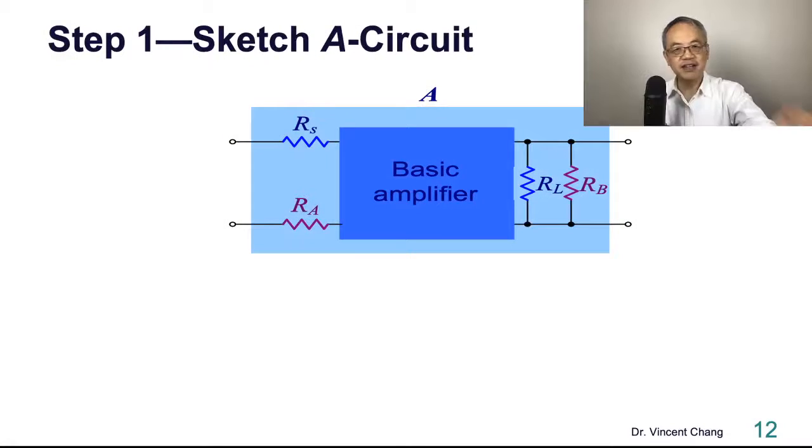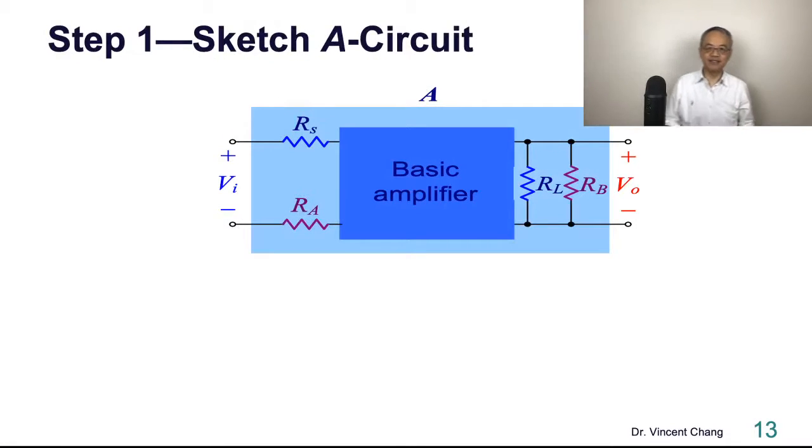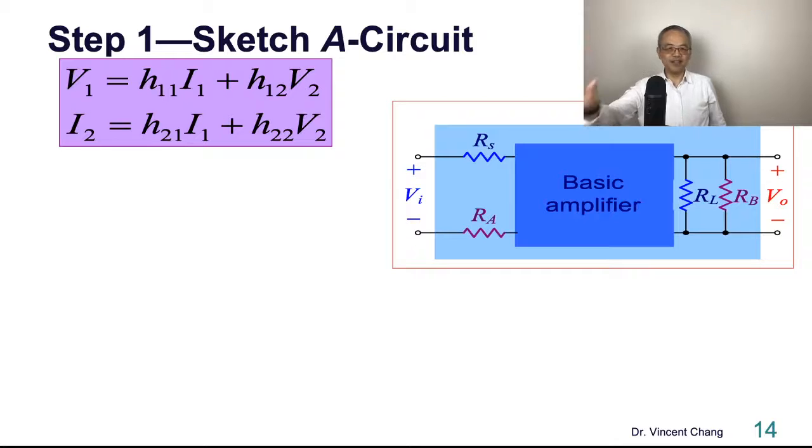So why do you add these 2 resistances, RA and RB? Because you want to take the loading effect into account. What loading effect? The effect of loading from the feedback network upon the basic amplifier. You want to consider the loading effect. Therefore, it is your job to find out RA and RB.